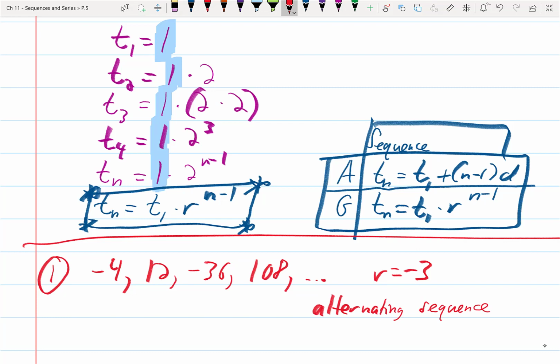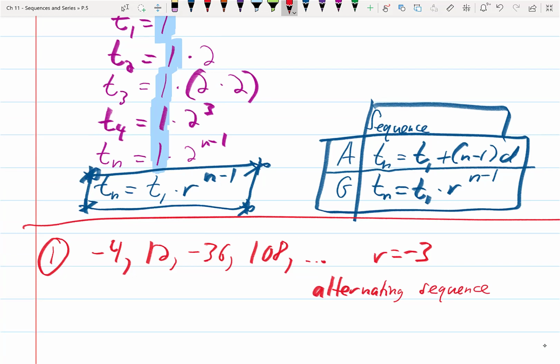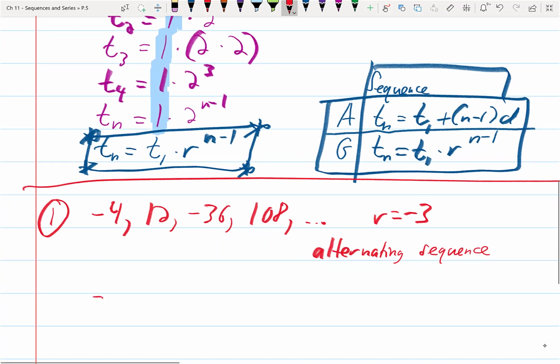Can you tell me what this means when you have an alternating sequence whenever the r value is negative? Alternating is one that you deal with a lot in calculus. You have special theorems around alternating sequences. The goal for this right now is to find a formula.